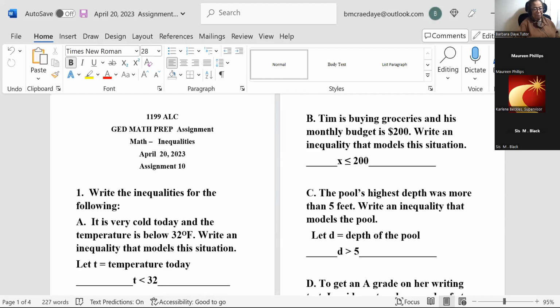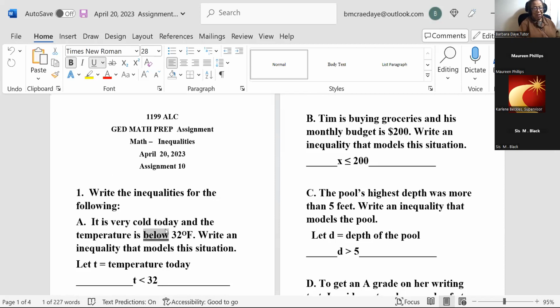So today's temperature is lower than 32. That's what it's saying. Very cold today. The temperature is below 32. Below means less than. Above would be greater than, right? So below is less than.